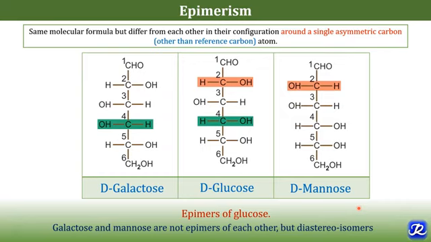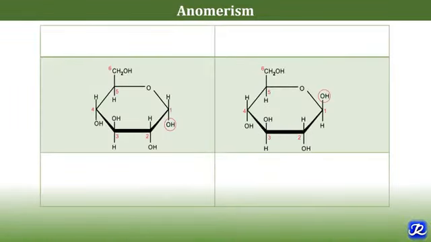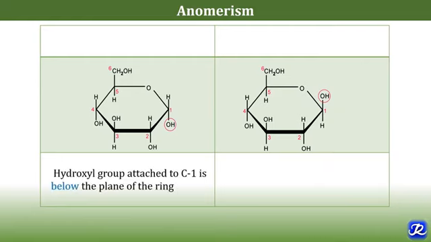For example, phosphopentose epimerase catalyzes the conversion of ribulose 5-phosphate and xylulose 5-phosphate. Coming to anomerism, this is a ring structure of glucose, and here the hydroxyl group attached to C1 is below the plane of the ring, and that's why it is called alpha D-glucopyranose, because this is a pyran ring.